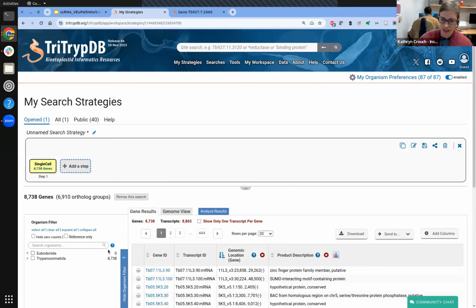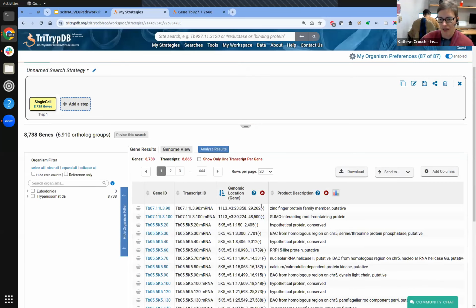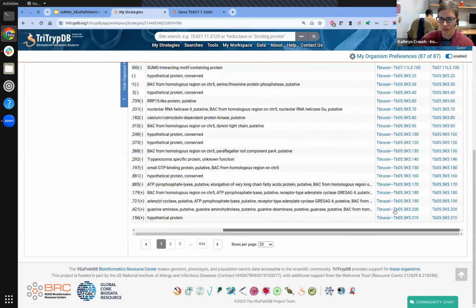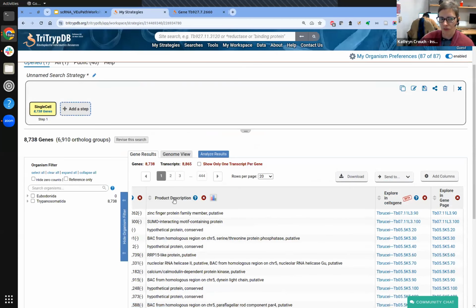This is not actually doing any kind of analysis at the moment. This is here purely to give you an entry point to the Cell by Gene app. So this just lists 8,738 genes, the ones that were represented in this particular experiment. And for each one, we have a link to explore in Cell by Gene.